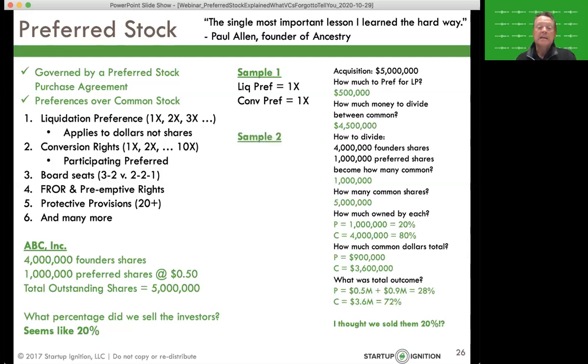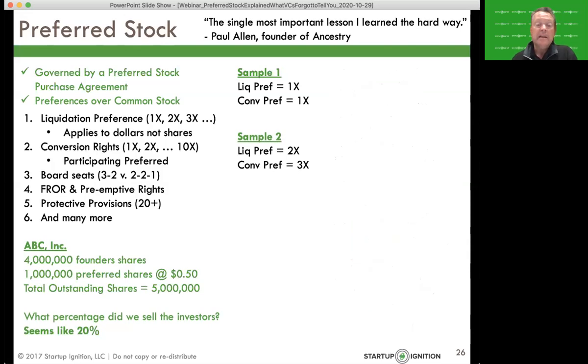So let's take a second sample. Let's take a sample where the liquidation preference is 2x and the conversion preference is 3x. And I have seen deals like this. Let's take a look at what happens. That same acquisition at 5 million looks like this. How much preference for liquidation preference? Well, $1 million. They get 2 times their $500,000 they put in. That leaves $4 million to be divided by common.